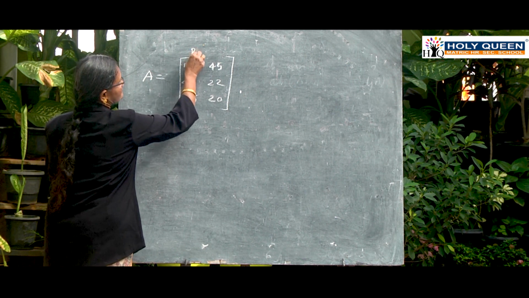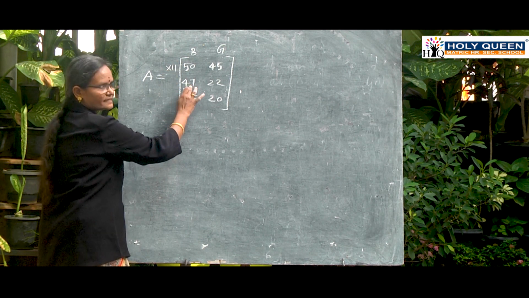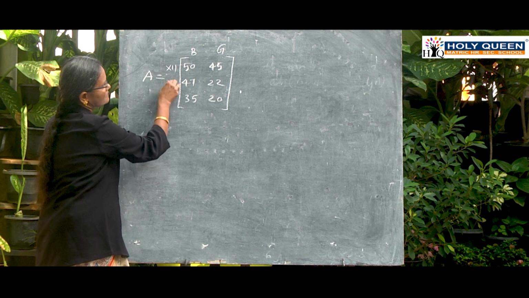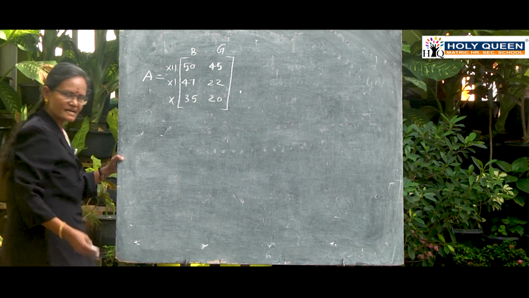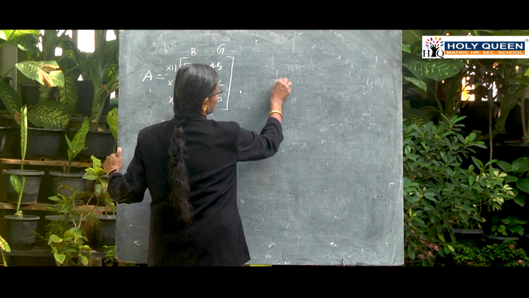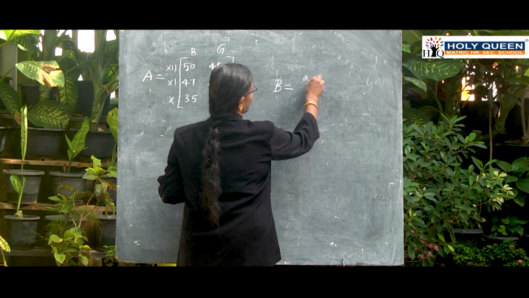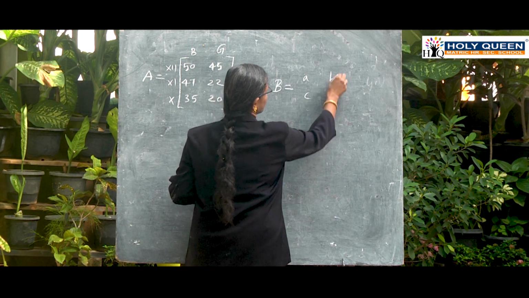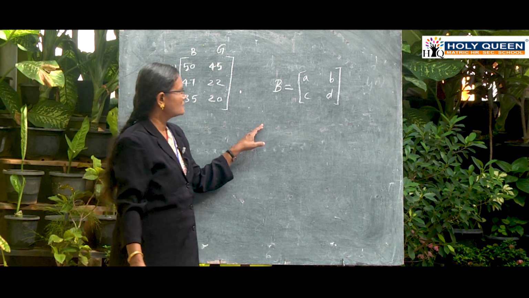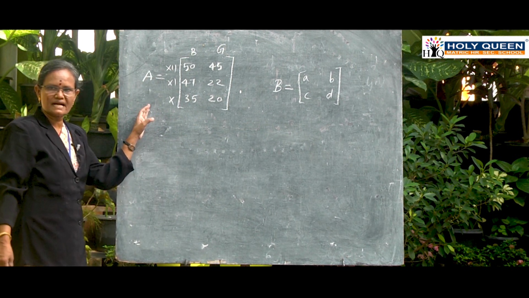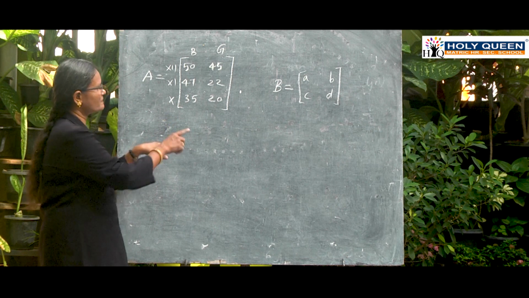Here, the number of boys and number of girls in class 12, number of boys and number of girls in class 11, and number of boys and number of girls in class 10. Let us see another matrix, denoted as B. Here A, B, C, D, all the elements are covered within the square bracket. So what is a matrix? A matrix is the arrangement of numbers or elements covered within the square bracket.